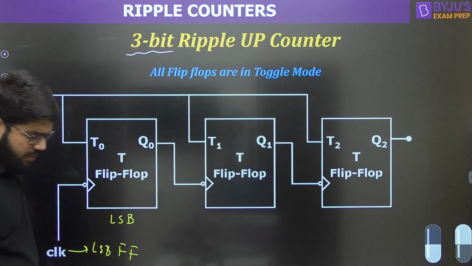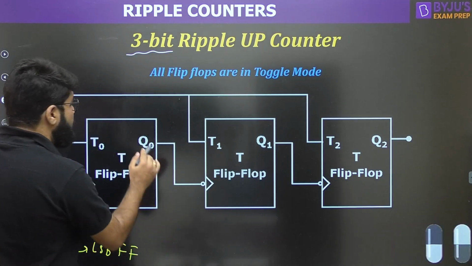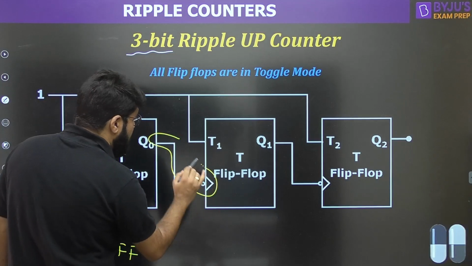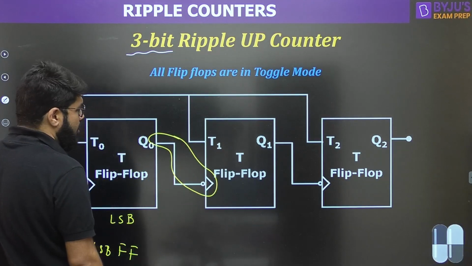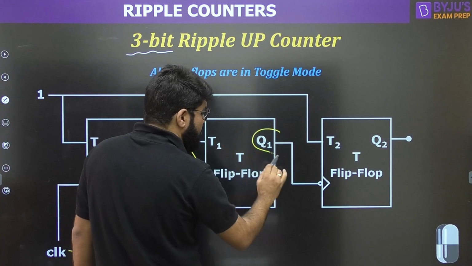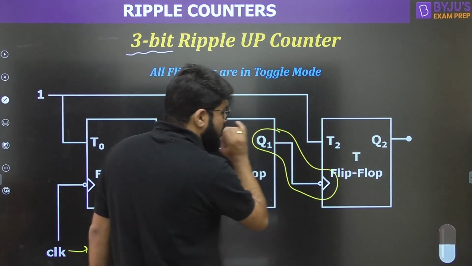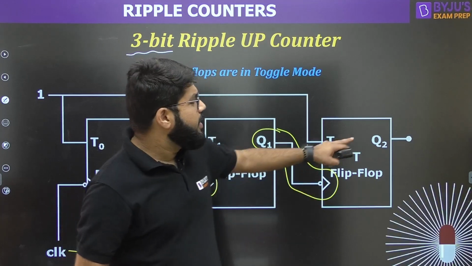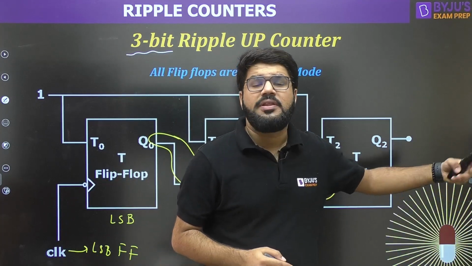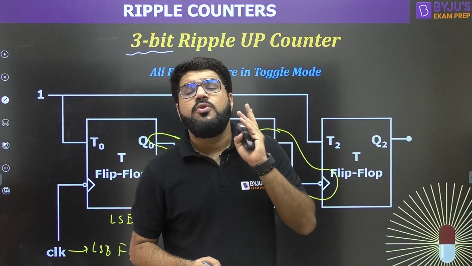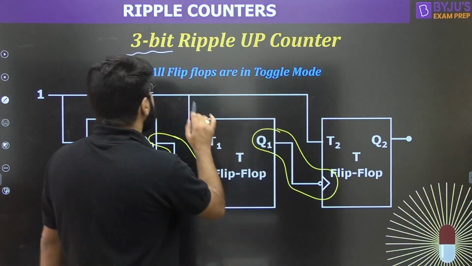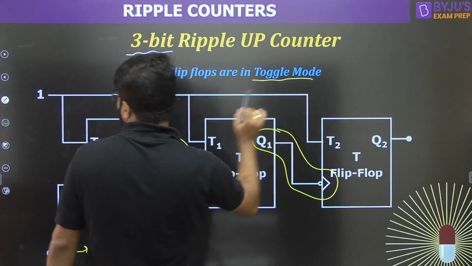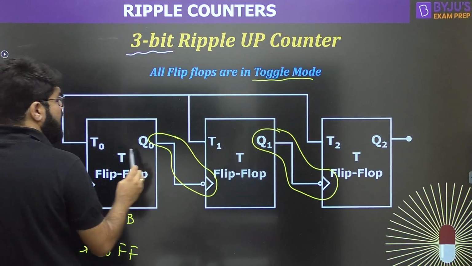The output of the LSB flip-flop goes as the clock for the next flip-flop. The output Q1 of the next flip-flop is now serving as a clock for the next flip-flop, and even if you want to go for a 4-bit counter, the output Q2 will be serving as a clock for the next flip-flop. And to make it a ripple counter, all the flip-flops should be in toggle mode.